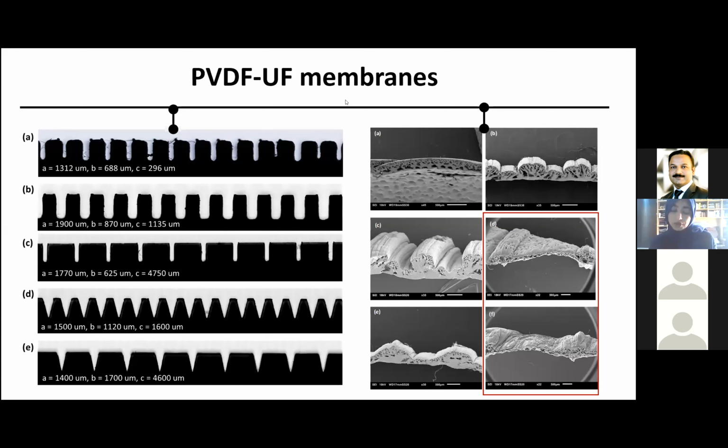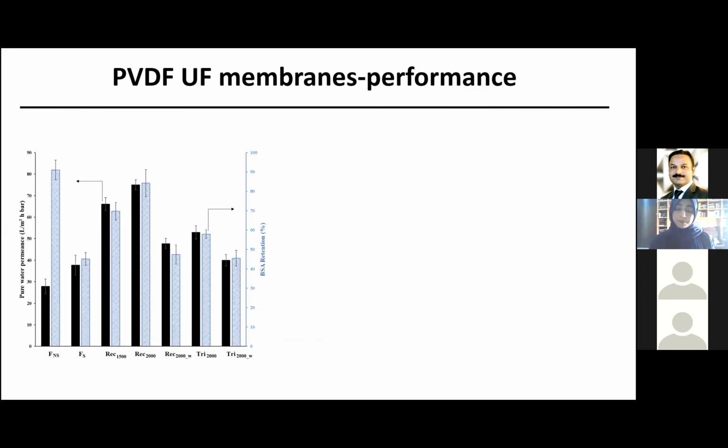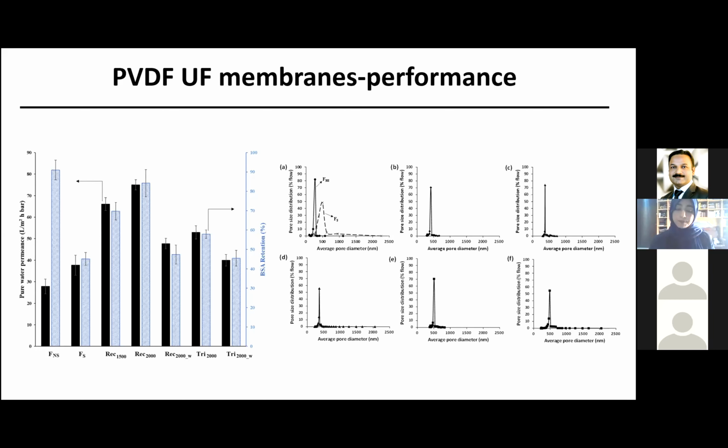Let's move forward. Two of them were prepared with larger interpattern distances, and the rest of them were homogeneously patterned. Similarly, the performance again showed a similar behavior, where the permeances were increased for homogeneously patterned membranes. In terms of pore size, again, the pore sizes were different for patterned membranes as compared to flat membranes.